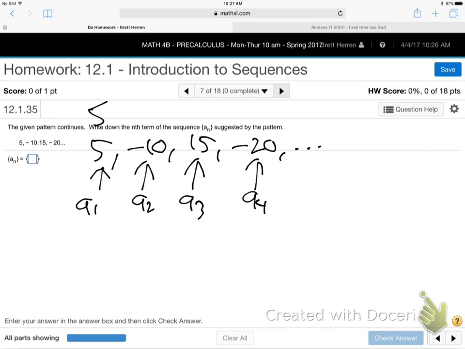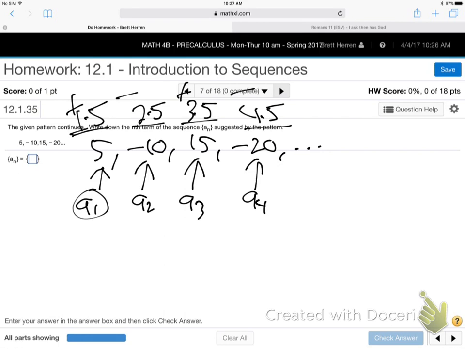This is 5, clearly. This is 2 times 5. Other than the sign, this is 3 times 5. This is 4 times 5. Other than the plus minus thing, this one's plus, this is minus, this is plus, this is minus. So it's 1 times 5, 2 times 5, 3 times 5, 4 times 5, isn't it? So a sub 1 is 1 times 5. A sub 2 is 2 times 5. A sub 3 is 3 times 5. A sub 4, other than the sign, we'll get the plus minus thing in a minute, is 4 times 5.